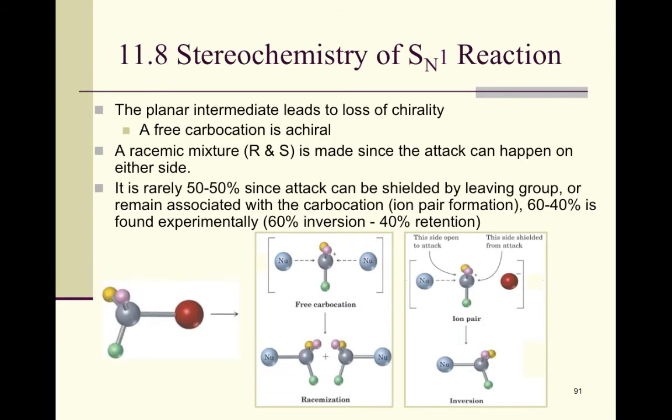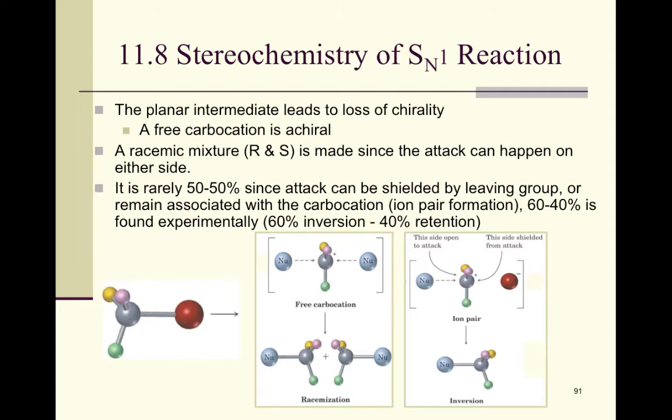The stereochemistry of an SN1 reaction. The planar intermediate leads to the loss of chirality. We have a free carbocation that is achiral. A racemic mixture is made since the attack can happen on either side. So when we tell you it's a racemic mixture, the true definition of a racemic mixture is half of one and half of the other, but it's not going to be 50-50 in this case.